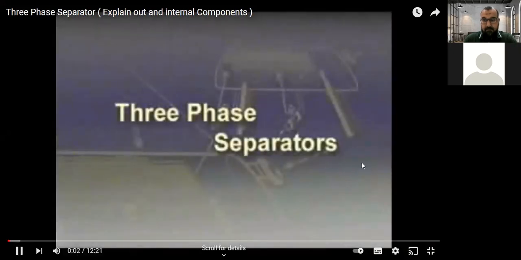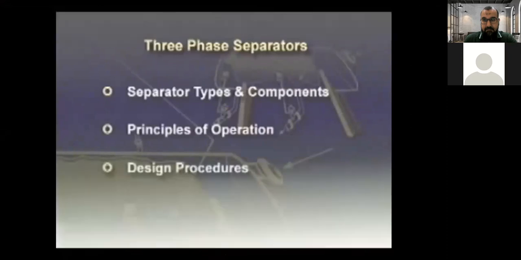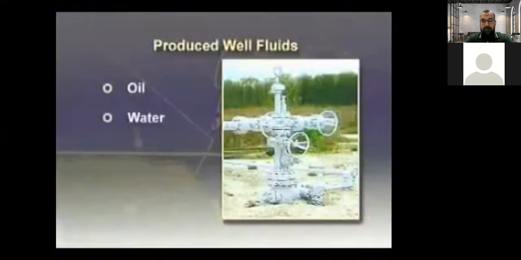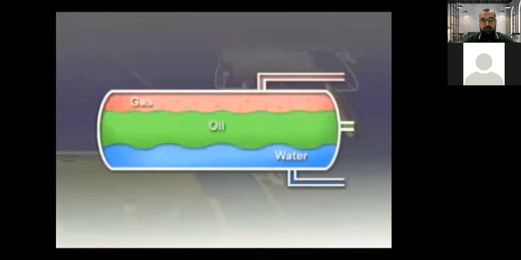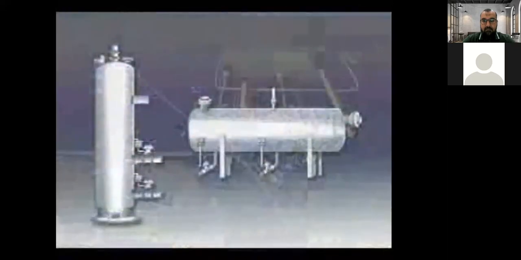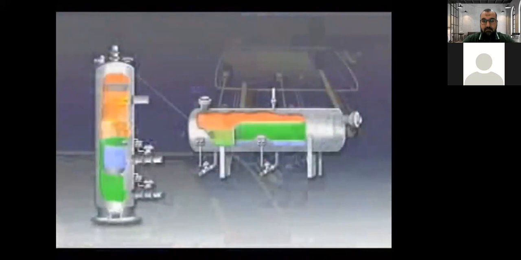This module on three-phase separators describes separator types and components, principles of operation, and design procedures. Produced well fluids typically consist of varying amounts of oil, water, gas, and sediment. The first step in processing these fluids is to split them up into their individual components. This generally takes place at some type of separator. A three-phase separator uses gravity to separate produced well fluid into gas, oil, and water phases. Three-phase separators may be designed in either horizontal or vertical configurations.